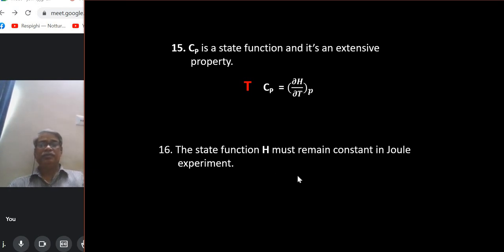State function H must remain constant in the Joule experiment. No, actually it is U in the Joule experiment, but H in the Joule-Thomson experiment. Okay.